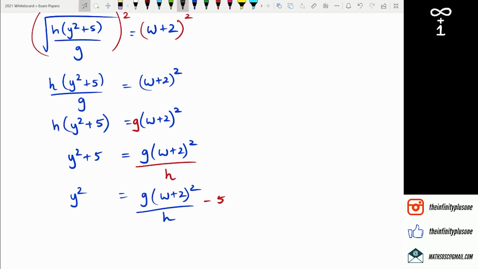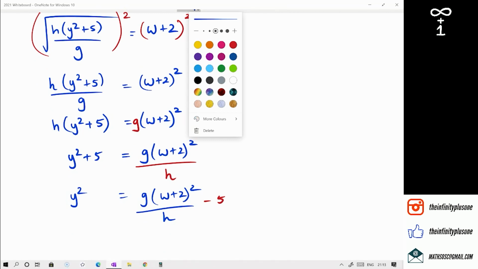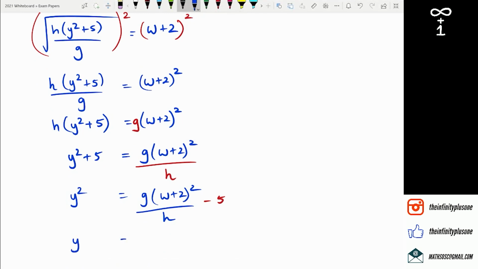In the last step, I will need to write this as y by itself. So y equals square root of g times w plus 2 squared over h, minus 5. And of course, when you take a square root of a number, it's always nice to remember that it's plus or minus that you've got to chuck in there. So that's basically what we've done here.